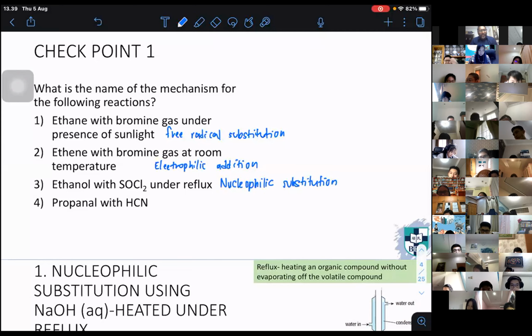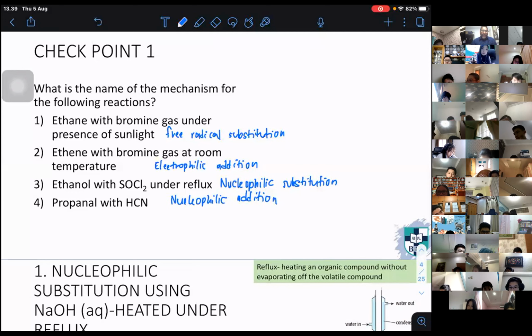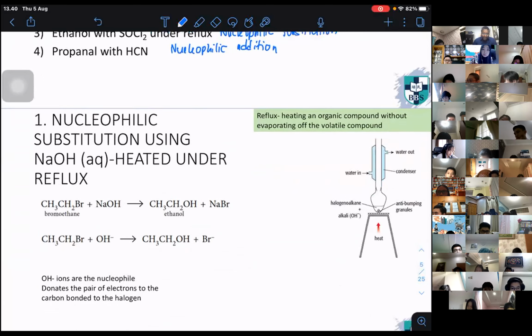And then the last part, when you last learned about carbonyl compounds, propanal with HCN, this one is going to be nucleophilic addition. Maybe this is something you can recall from what we have learned. For those who are taking down notes, don't worry, I will send this PDF that I've written to your teachers. Your teachers can send it to you, or you can find it from the Google site. So I'll just move on.